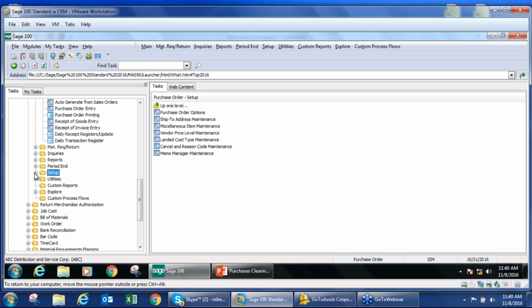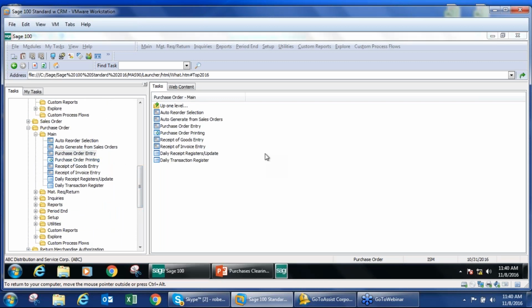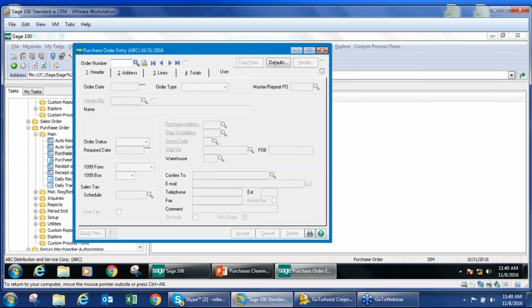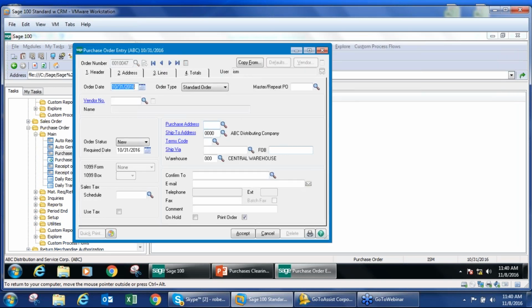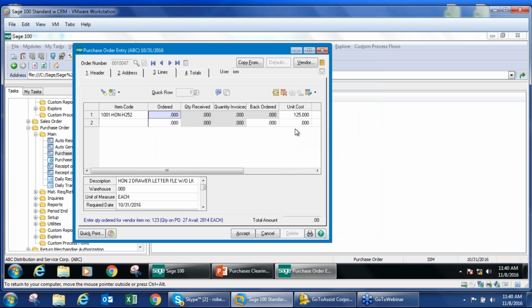So let's go into the PO module. And we're in our good old ABC company. We're going to create a new PO. For my vendor, I will use Airway Property. Under lines, I will select the first item, and I'm going to order, in this case, 80 units at $100 per unit. So my PO is going to be for $8,000.